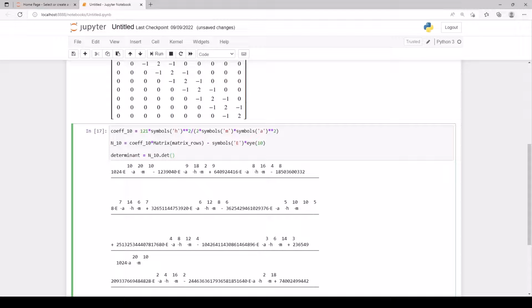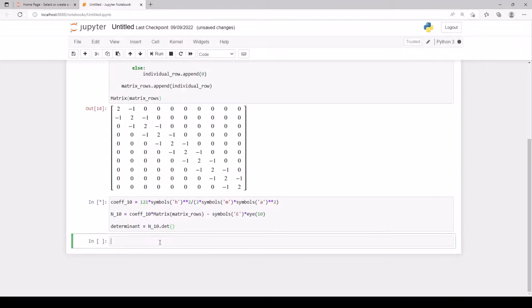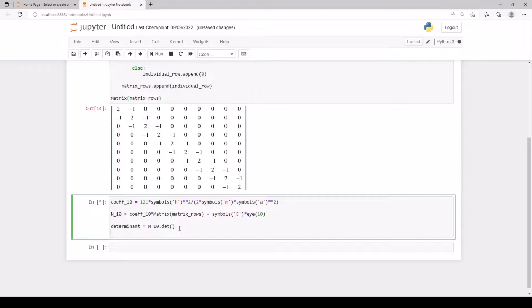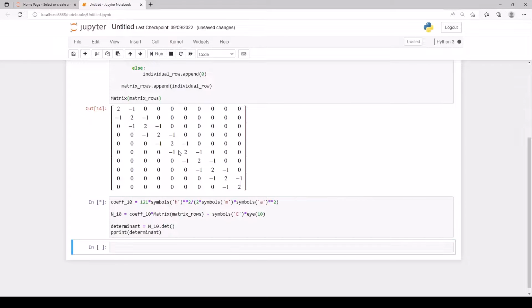And now I'm going to want to set this to 0 and solve for E. And just to make sure I know that it's done printing, I'm going to say pretty print determinant. So I'm going to print out the determinant. We're going to wait the full time so that I know for sure that it has associated the determinant variable with this n10.determinant command.